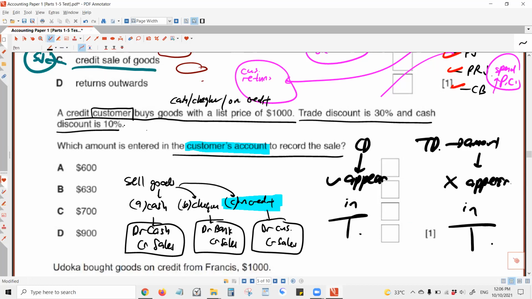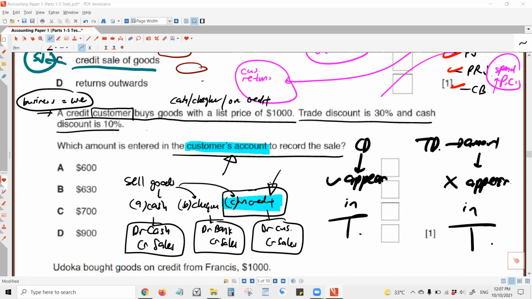How to tell? How to explain this? A credit customer buy goods, then our customer. When you see the word business, business is usually us. So our position is not mentioned here. But when they use the word customer, customer is not us. Okay, customer is not us. And just now I said that since it says how much is entered in the customer's account, then it indicates that it's on credit.